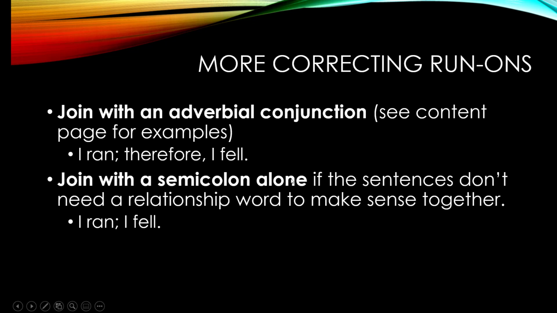Join with a semicolon alone if the sentences don't need a relationship word to make sense together. I ran, semicolon, I fell. Those two make sense that they're related, and it's pretty obvious how they're related. You couldn't say, I love pizza, semicolon, it's cold outside. Those two don't have anything to do with each other, so a semicolon wouldn't work.